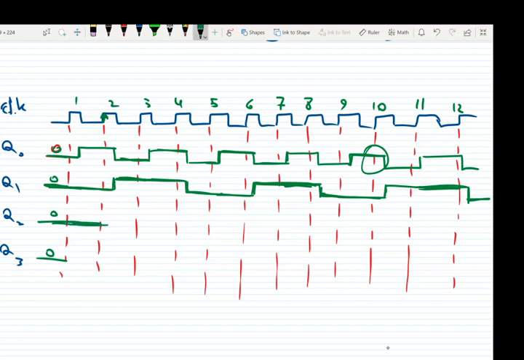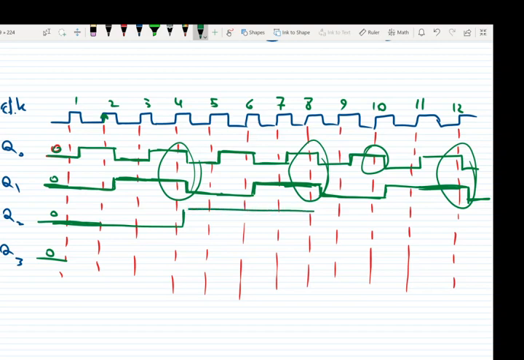Q2 changes at any clock that both Q1 and Q0 are 1. So at which clock cycles are both Q1 and Q0 1? Of course, here and here and here. Okay, so we start from 0, we continue until here, we change it to 0 and change it to 1.